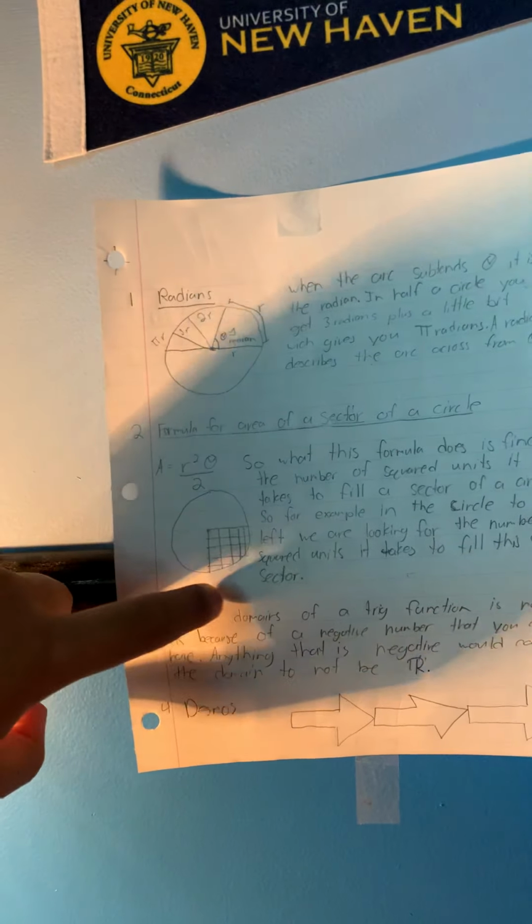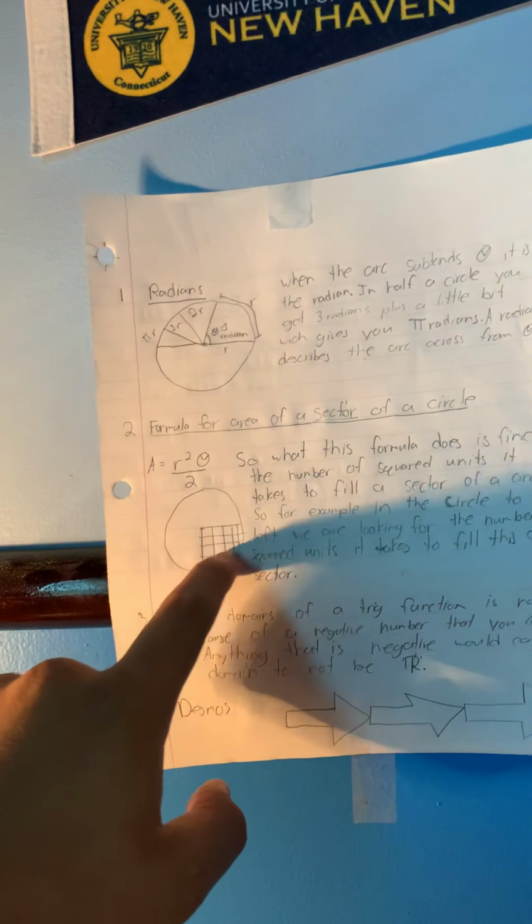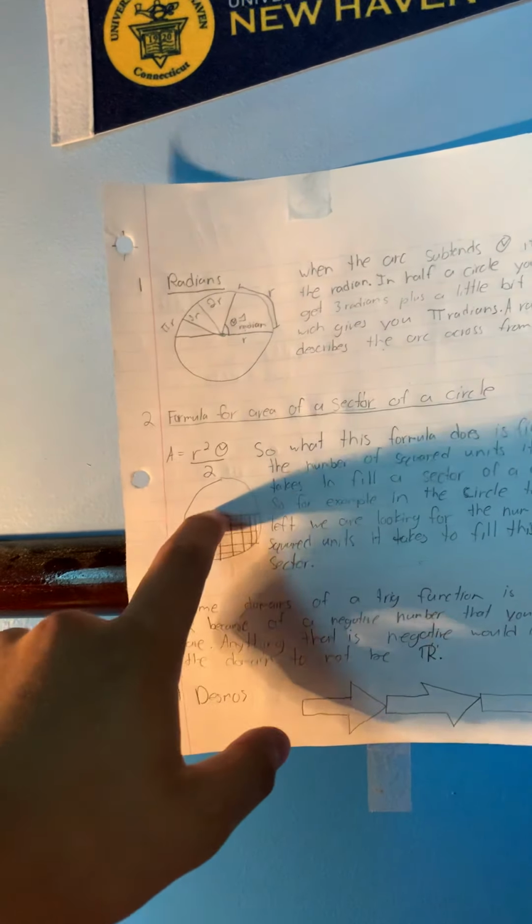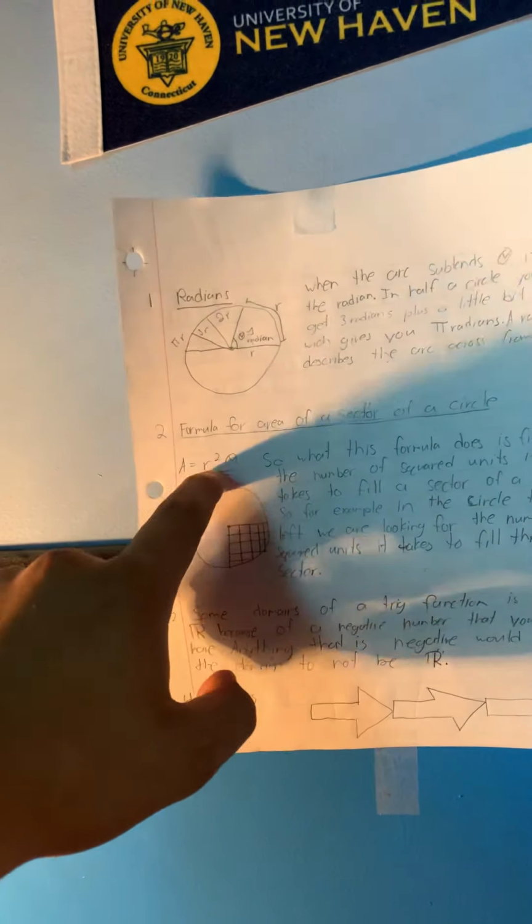So this is a 90-degree sector. We can see that's 90 degrees. And we're looking at how many of these boxes it takes just to fill up this whole sector. That's what this formula solves.